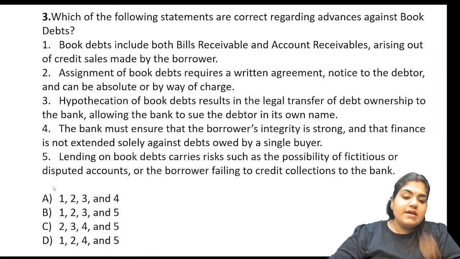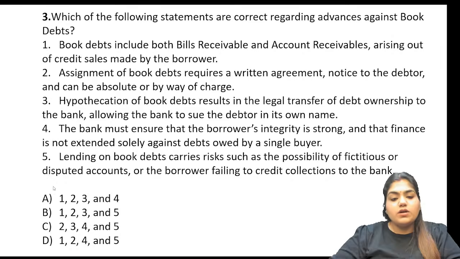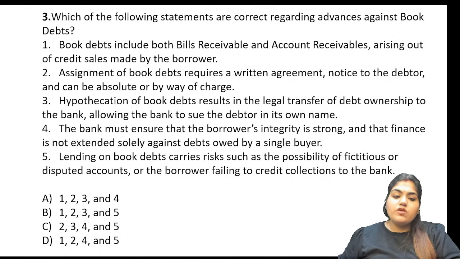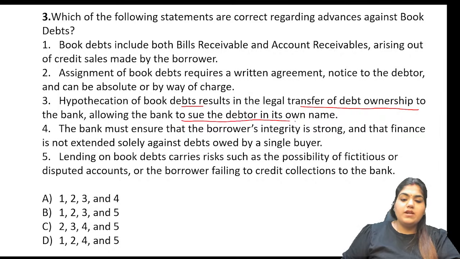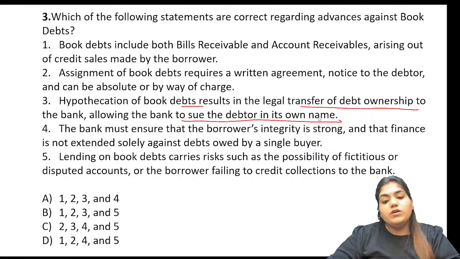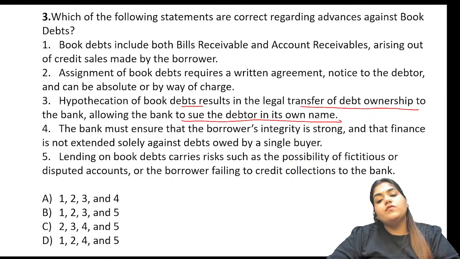Statement number 1 is correct, 2 is correct, 3 is not correct. Hypothecation of book debt results in legal transfer of the debt ownership to the bank, allowing the bank to sue the debtor in its own name. Hypothecation does not create a legal transfer of the ownership.